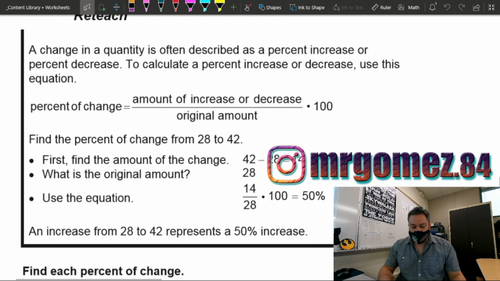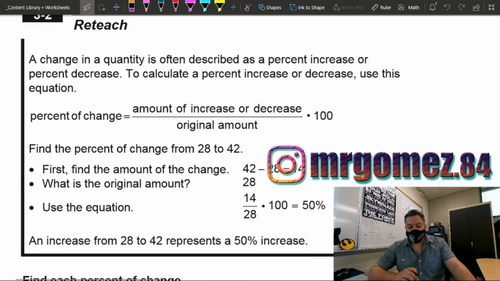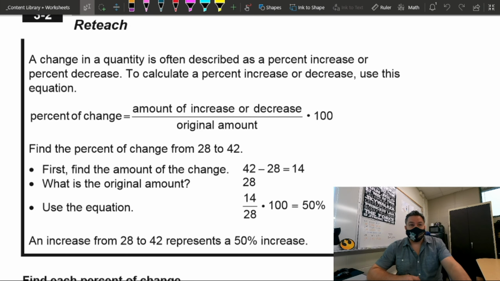The formula says, first of all, a change in a quantity is often described as percent increase or decrease. And to calculate that percent, we use a formula.